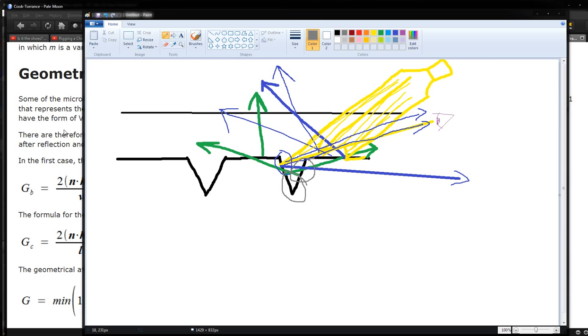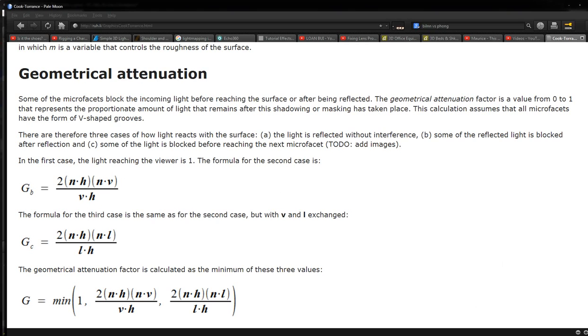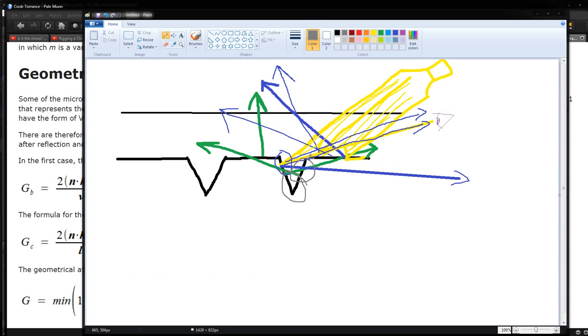So the geometric attenuation is basically a function that's trying to decide how much light I'm not actually able to see from my particular viewing direction. So with my viewing direction being down here, I'm only able to see light coming from this area over here, but I can't see any of the light here and here. So it's basically trying to calculate how much light has actually made it, but I can't see it.